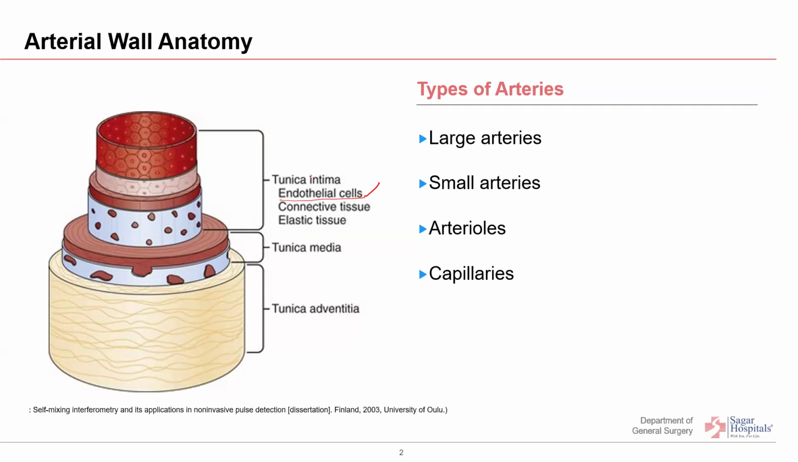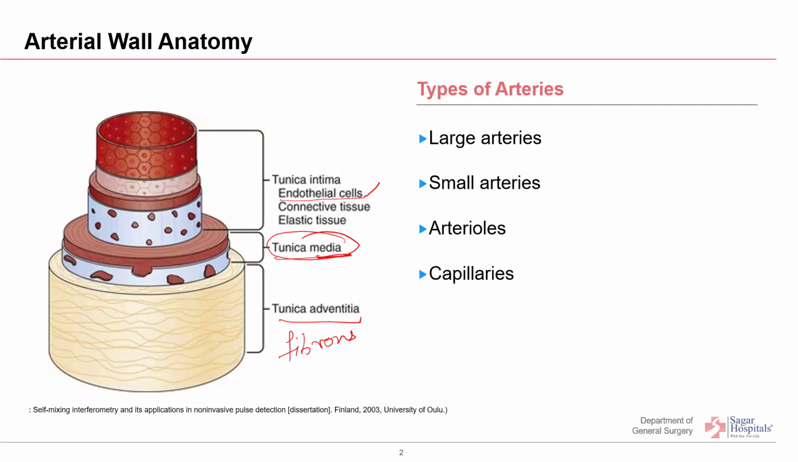Next is the tunica media, and this is what differentiates an artery from a vein. In a vein, the tunica media is somewhat thinner compared to an artery. Basically, the tunica media has a muscular coating. The last layer is the tunica adventitia, which is your fibrous tissue. Just as we have a serosa for our bowel, similarly there is the tunica adventitia.